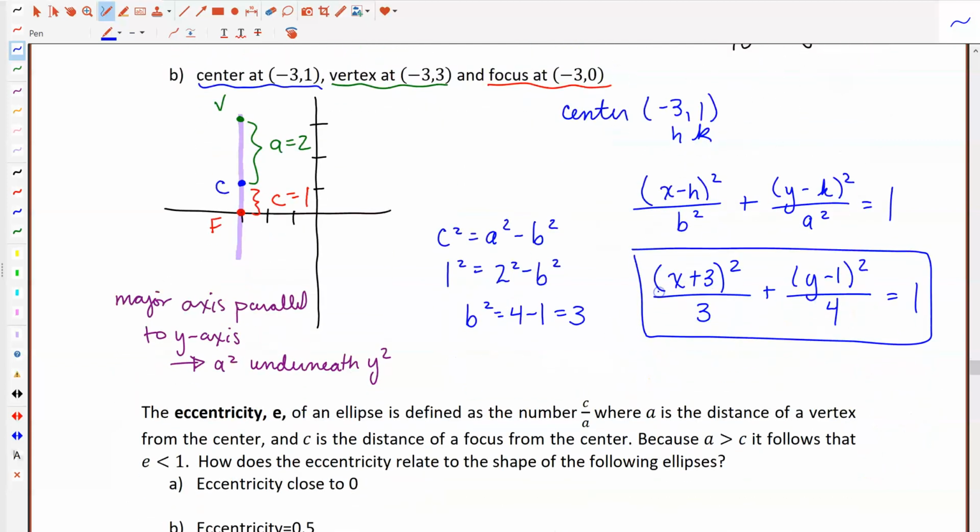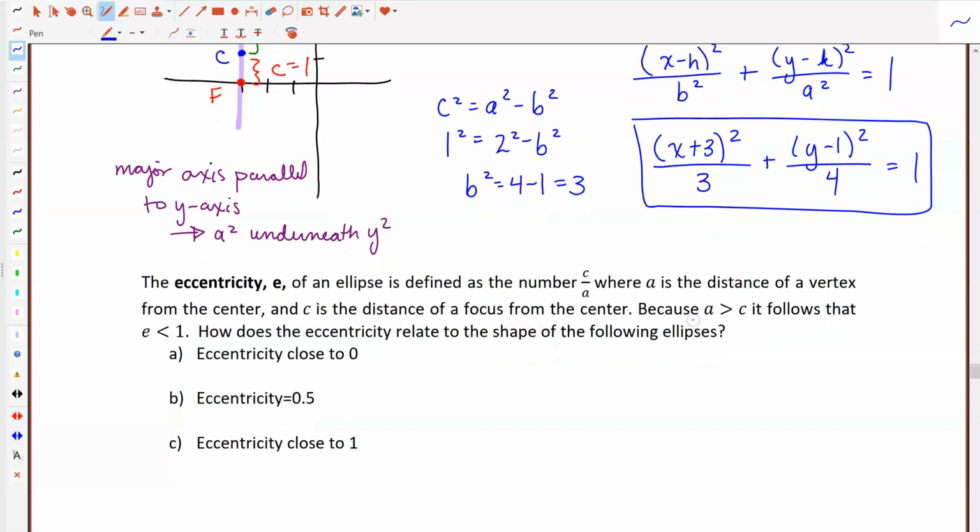All right, so the last thing that we're going to look at is this idea about eccentricity. The eccentricity e of an ellipse is defined as the number c over a, where a is the distance of a vertex from the center and c is the distance of a focus from the center. So maybe just as a quick sketch, two different ellipses that are going to be very different.